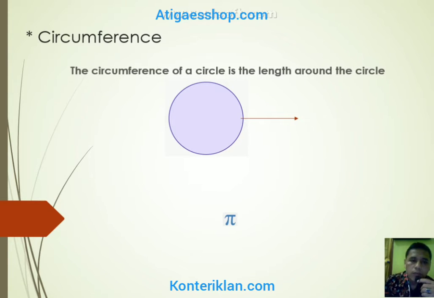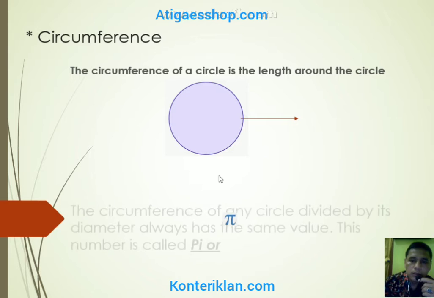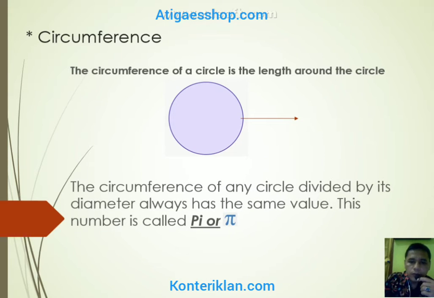So this is the circumference. The circumference of a circle is the length around the circle. The circumference of any circle divided by its diameter always has the same value. This number is called pi, and this is the symbol of pi. You can write down the symbol only, or you can write the word pi, p and i.